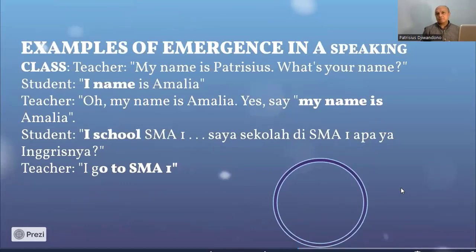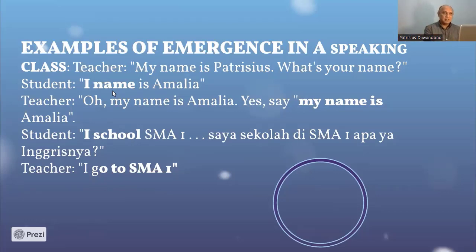Now let me give you an example of emergence in speaking. As I said before, emergentism has something to do with what emerges, what is muncul. Emerge is muncul. What emerges in a language learning situation. So the case that I'm giving you is a speaking class. The teacher says, "My name is Patricius. What is your name?" And then the student says, "I name is Amalia." See here, "I name is" is something that emerges from the student's response.